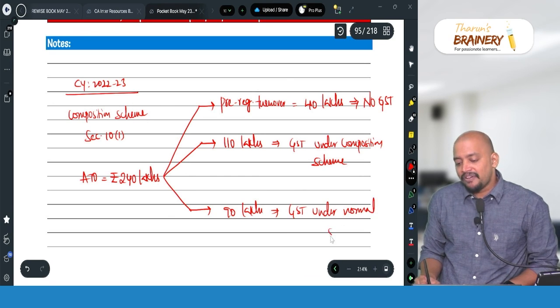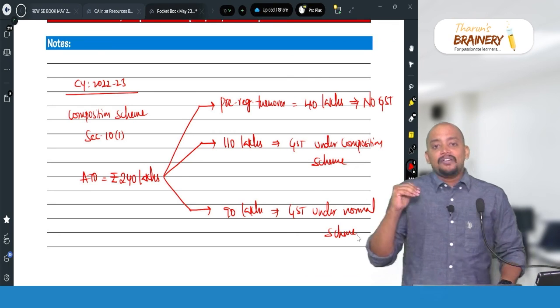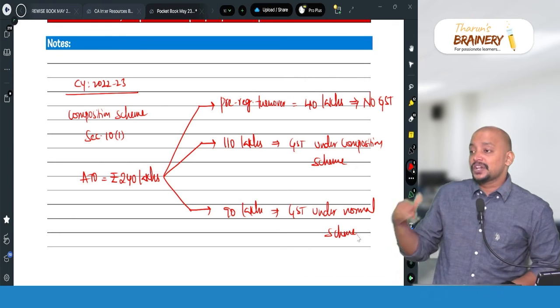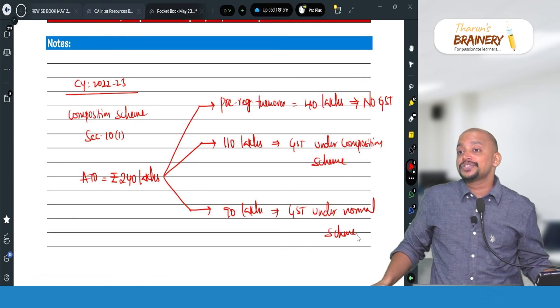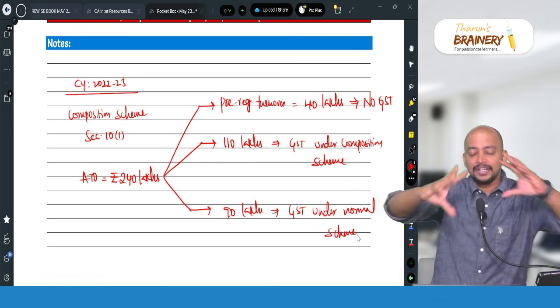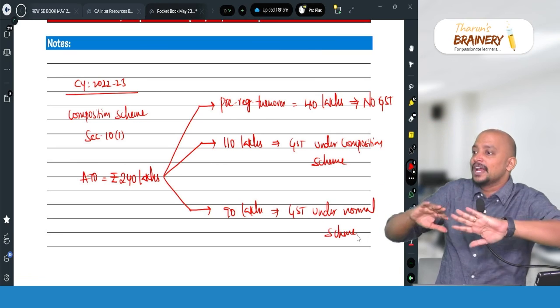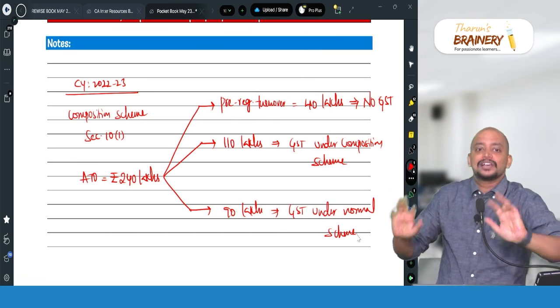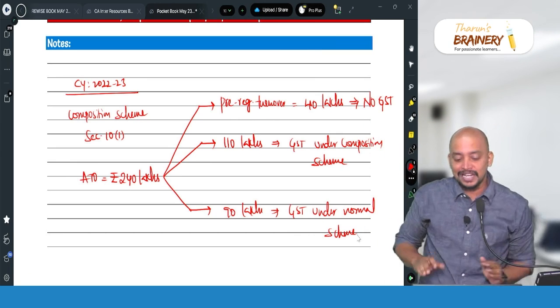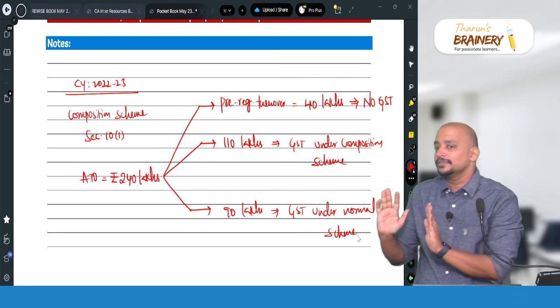Sir, I am finding this difficult, sir. Okay, I will give you a simpler way. Under section 10 subsection 1, up to what limit will you be in composition scheme? 150, correct? 150 lakhs, exclude pre-registration turnover, minus 40. So remaining 110 lakhs. On that you pay GST under composition scheme, and remaining 90 lakhs you pay GST under normal scheme. Is that okay?